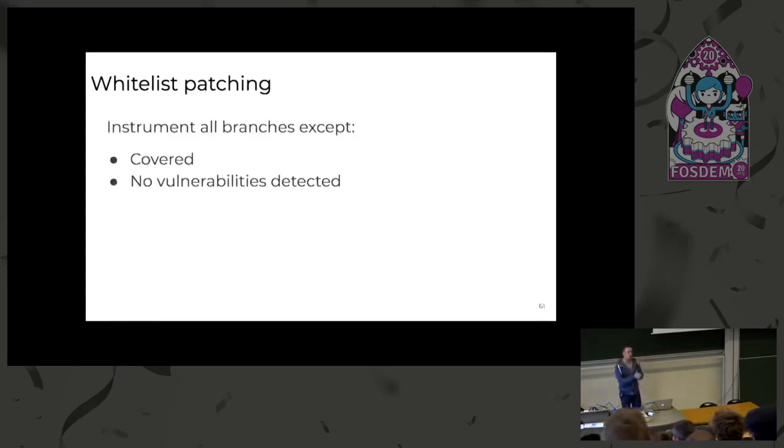We took a few of the tools that automatically patch programs, but patch all the conditional branches in the program. For example, as I showed in the beginning, there are tools to add fences after every conditional branch or add data dependencies after all conditional branches. We modified them to instrument not the whole program, but only those parts that we either did not test or those parts where we found some vulnerabilities. So it's a whitelist approach. Let's see what we got there.